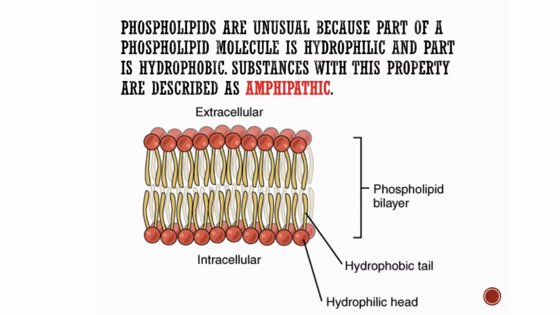Phospholipids are unusual because part of a phospholipid molecule is hydrophilic and part of it is hydrophobic. What does it mean? The plasma membrane is made up of a phospholipid bilayer. Bilayer means it's made up of two layers. These circles are phosphate heads and they're hydrophilic, but those tails are hydrophobic. We call them phosphate heads and hydrophobic hydrocarbon tails. So it is structured like that.